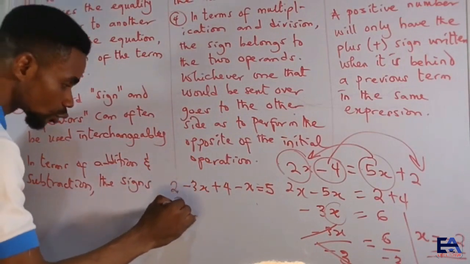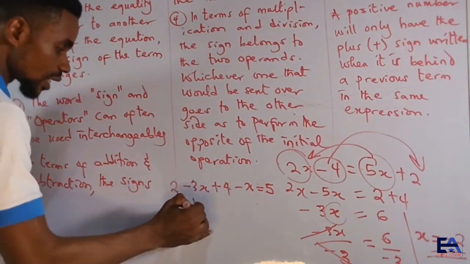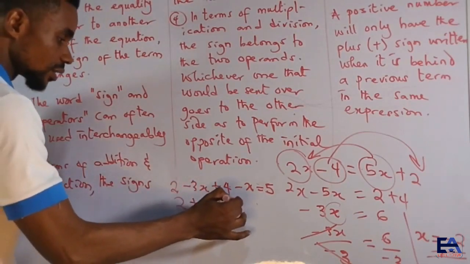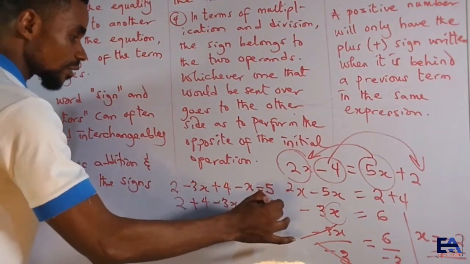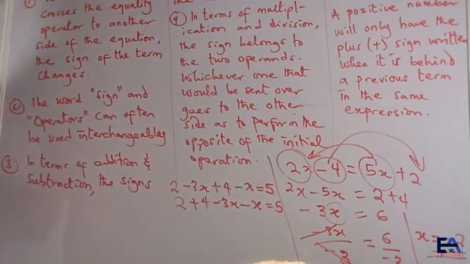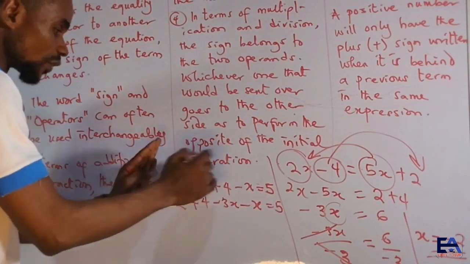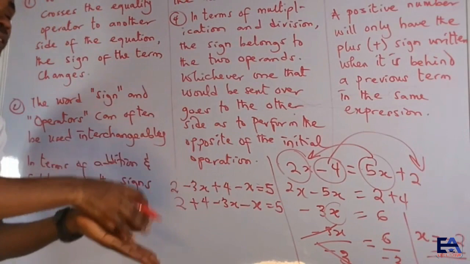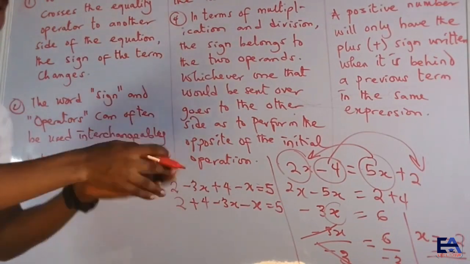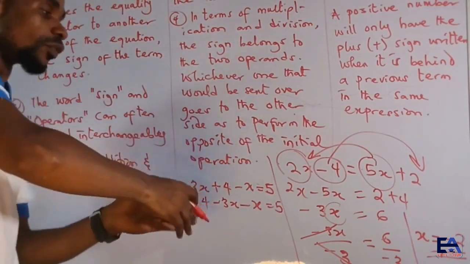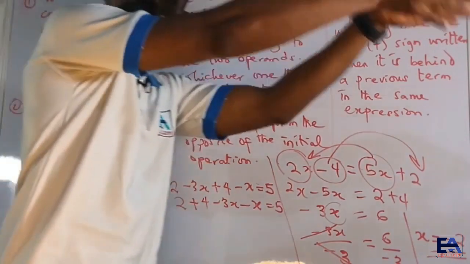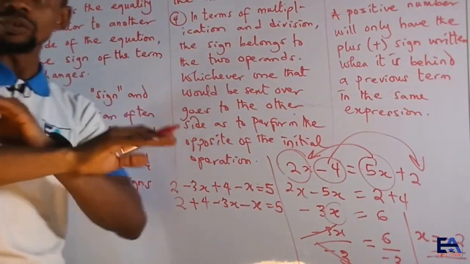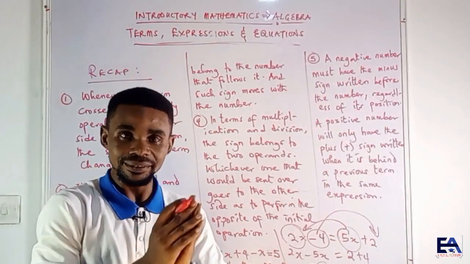So we have 2, then plus 4. Then this is minus 3x. We have minus 3x, and this minus x equals 5. It is very much allowed. You see that because I am moving them on the same side, I did not necessarily have to change the sign. I only need to change the signs when they are moving from one side of the equation to another side. But if they are on the same side, I do not need to change any signs.